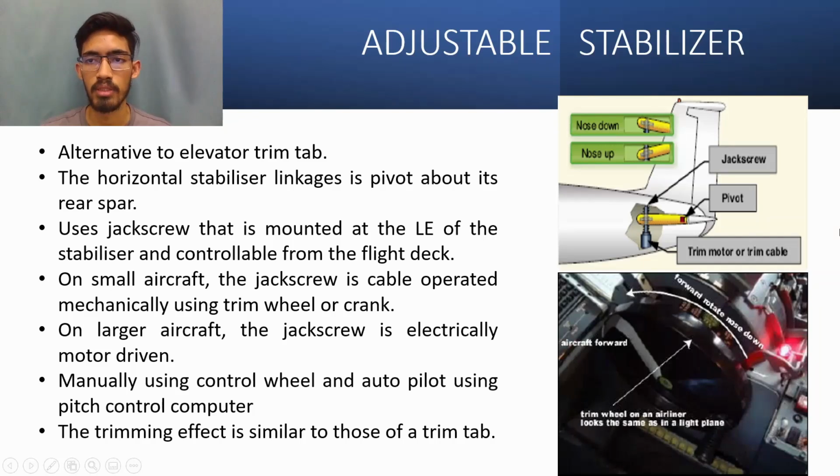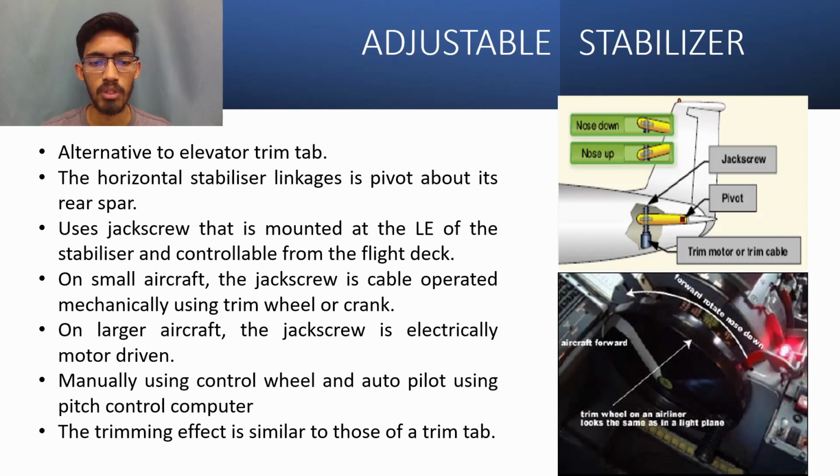Now for adjustable stabilizer, it is the alternative to the elevator trim tab. The horizontal stabilizer linkage is pivoted about its rear spar, as you can see in the figure on the right hand side. It uses a jack screw that is mounted at the leading edge of the stabilizer and controllable from the flight deck. On small aircraft, the jack screw is cable operated, mechanically using a trim wheel or crank, as in the bottom figure, just below the jack screw figure. And for larger aircraft, the jack screw is electrically motor driven.